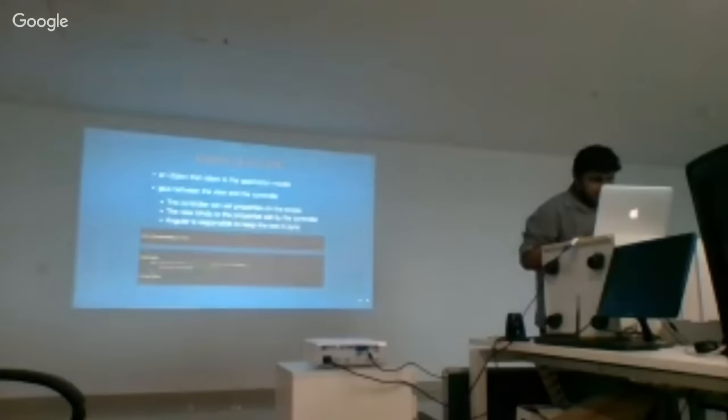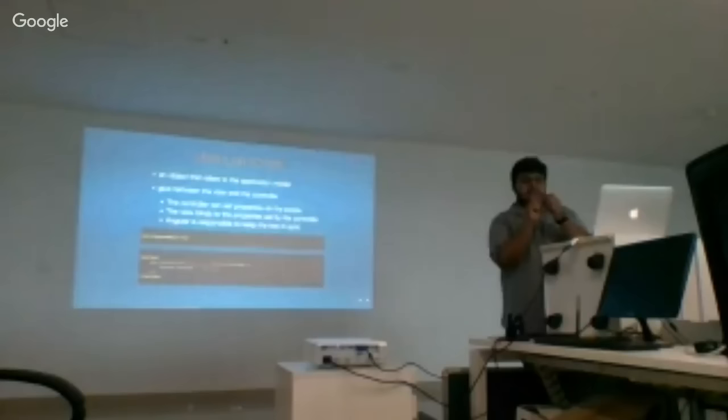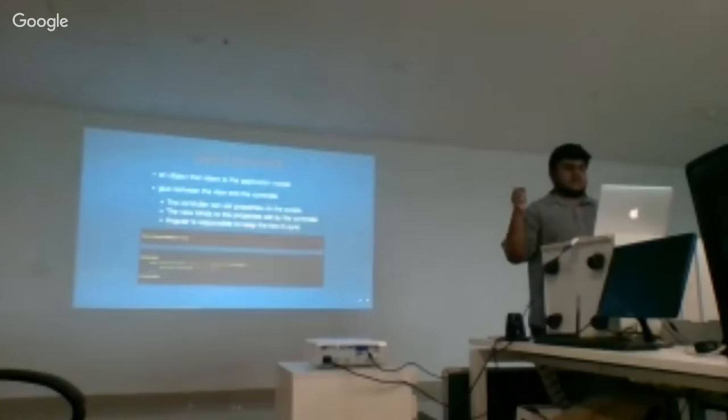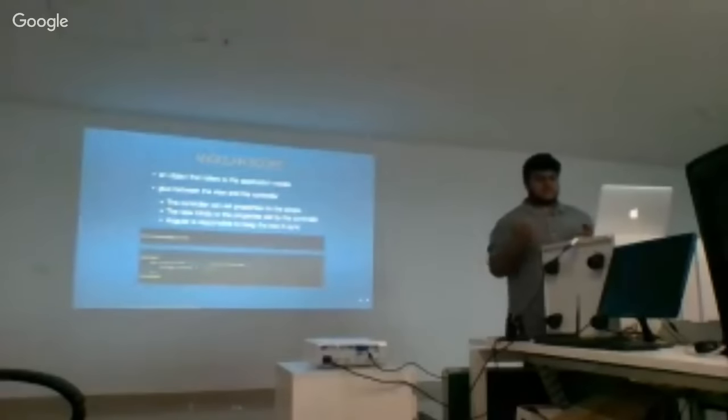The controller can set properties on the scope. The view binds to the property set by the controller. Angular is responsible for keeping them in sync. So a property set inside the controller is reflected in the view. And if something changes in the view, that is recorded by the controller. Scope takes care of that.